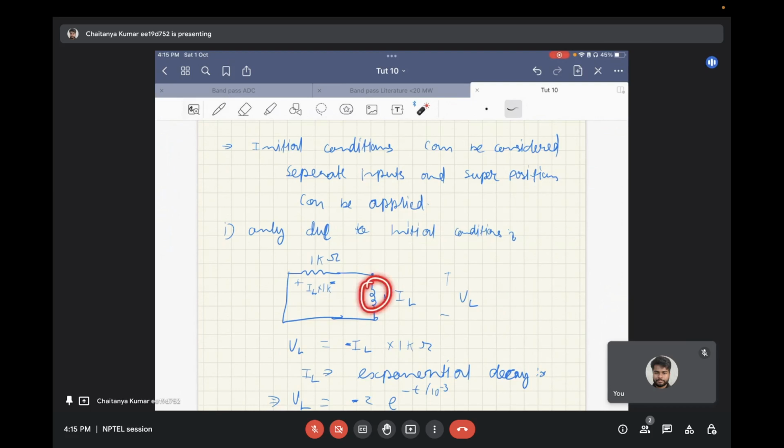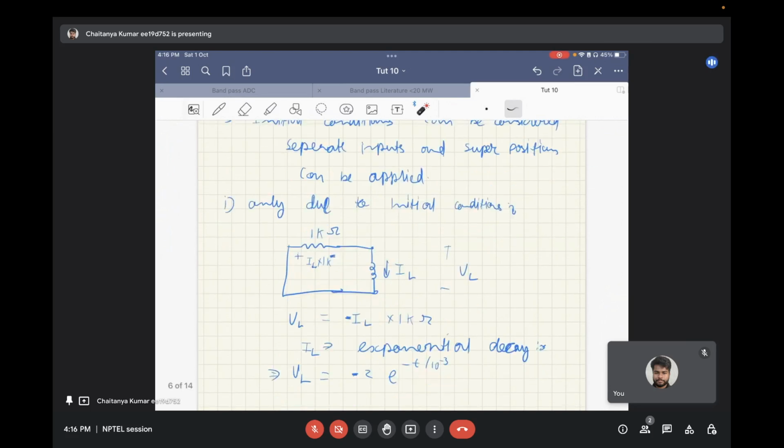So the flux of the inductor will discharge through the resistor, and the voltage developed across this inductor will be minus IL times R. So minus IL times 1 kilo ohm, and since this is a first order equation, IL will undergo exponential decay.